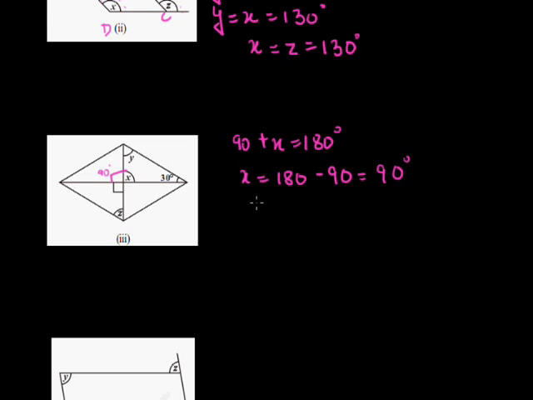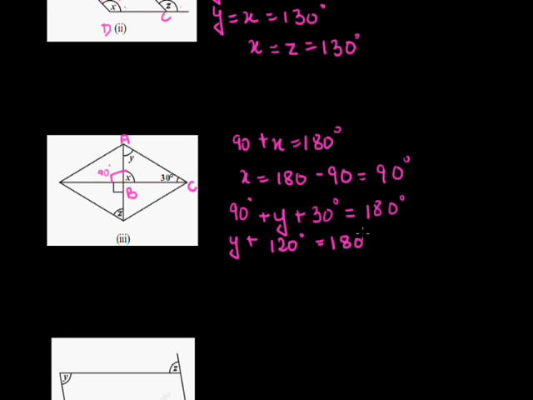Now X is 90. If we consider this triangle ABC, the sum of all the angles of the triangle ABC is equal to 180 degrees. So 90 degrees, that is angle B, plus Y plus 30 degrees is equal to 180 degrees. I can say Y plus 120 degrees is equal to 180 degrees. So the value of angle Y is 180 minus 120, that is equal to 60 degrees.